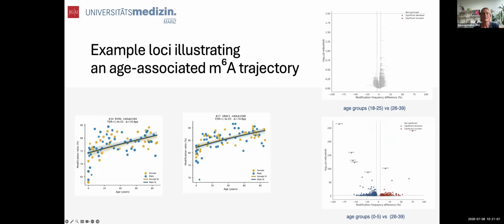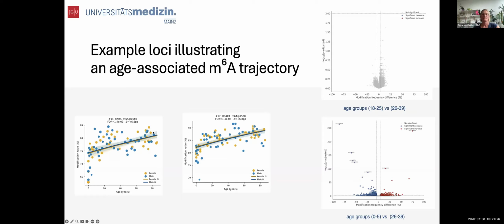And then we were going deeper into this data set. I'm trying to hurry up a little bit based on the time. And what we could indeed find is that there are several of these site-specific locations where you can definitely see an increase in the stoichiometry with age.